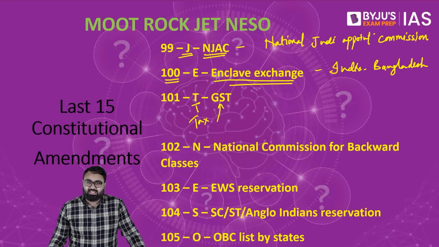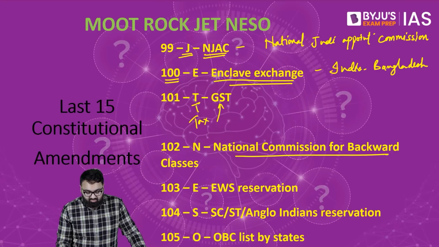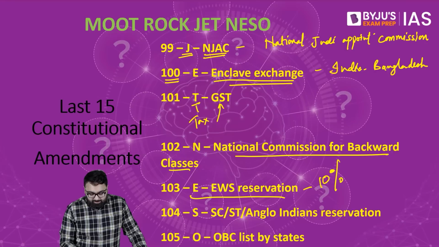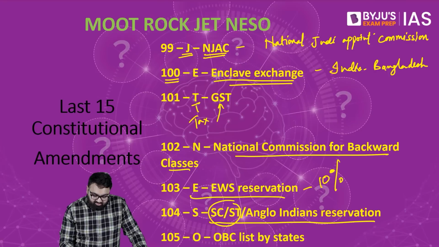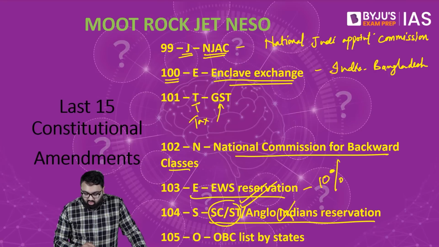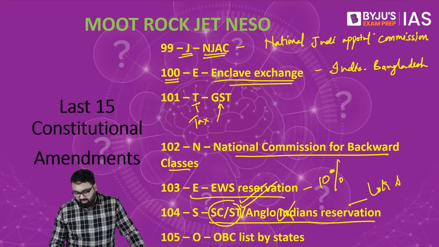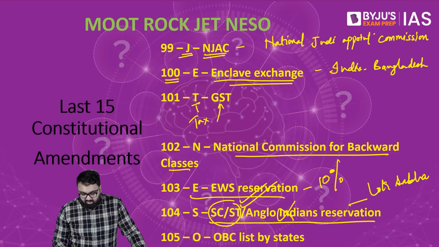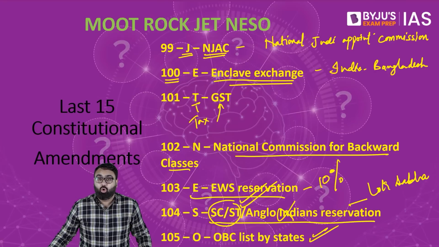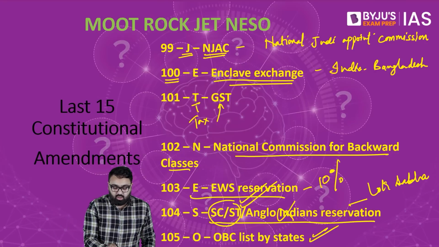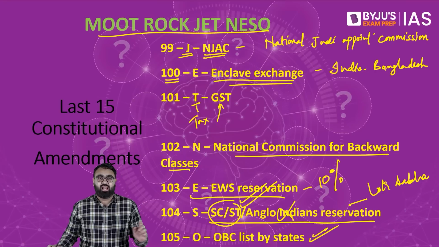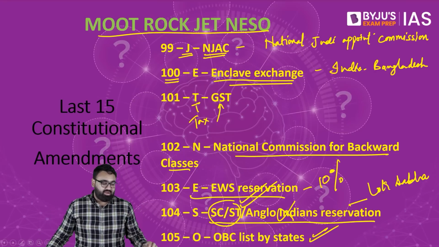And the last four, NESO. N stands for National Commission for Backward Classes, which was given a constitutional status. E for EWS reservation, the 10% reservation introduced by the Modi government. S for SC/ST Anglo-Indian reservation. Now out of this, only SC/ST reservation was continued for 10 more years, and now we don't have Anglo-Indian reservation in the Lok Sabha. And the last constitutional amendment, 105th, is allowing the state governments to make their own respective OBC lists. So NESO. What did we learn? Moot, rock, jet, NESO, which will help you remember the last 15 constitutional amendments very, very easily.